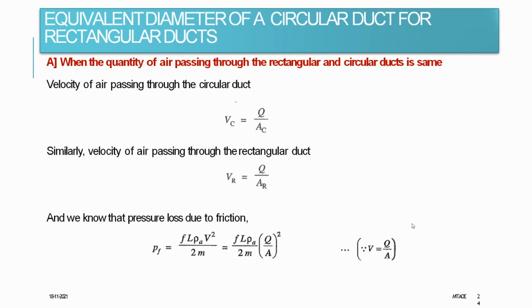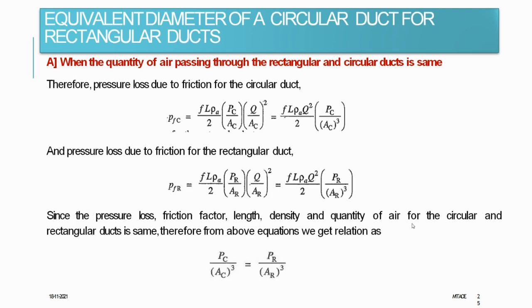Now we know that V is equal to Q upon A, so we have put it into the equation. After substituting, we get the pressure loss due to friction for the circular duct: PFC is equal to FL rho A Q square by 2 multiplied by PC upon AC cube. Because here we put the value of V as Q upon A, so we get PC upon AC cube.